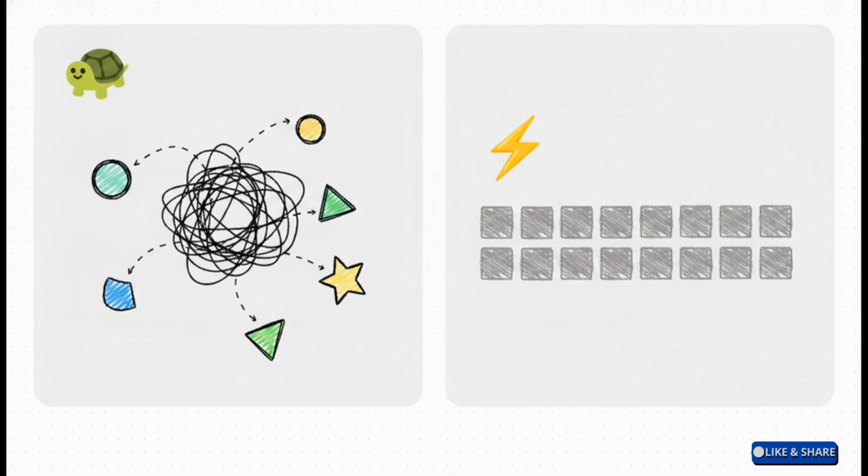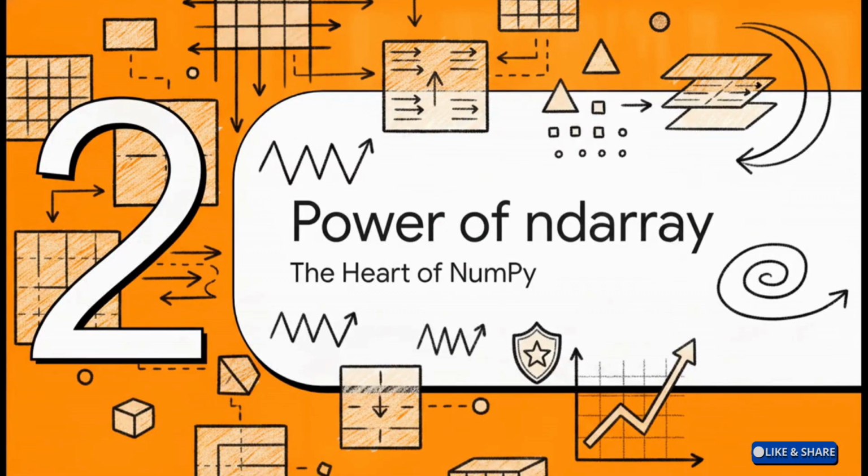They have one unbreakable rule. Every single element must be the exact same data type. Because it's homogeneous, the CPU doesn't have to waste time checking types at every step. It just blazes through the data in one continuous swoop, using something computer scientists call locality of reference. It's incredibly efficient.